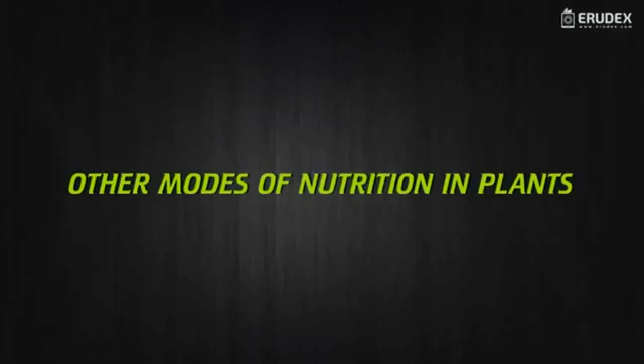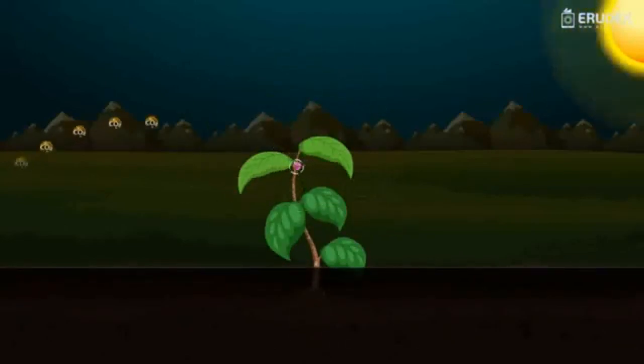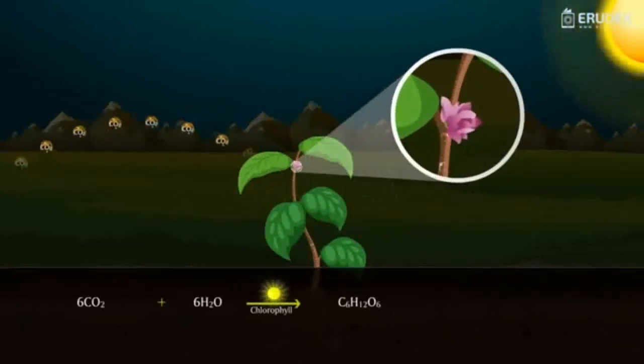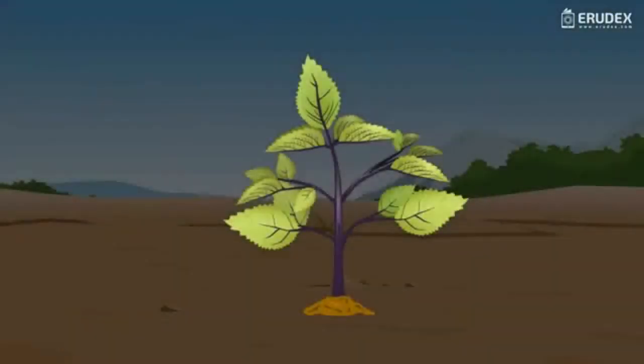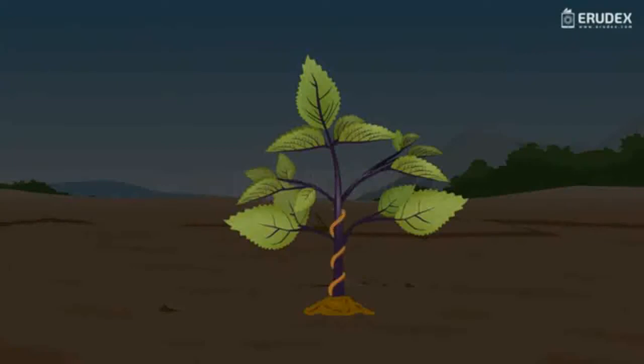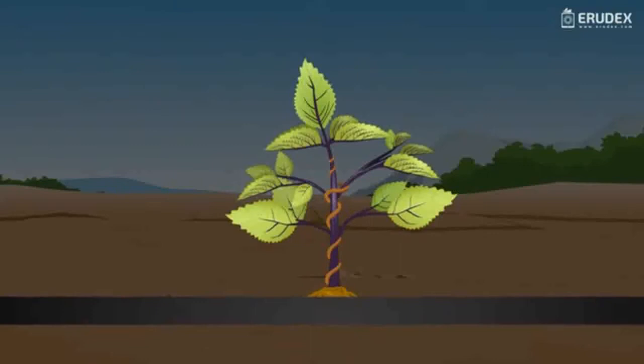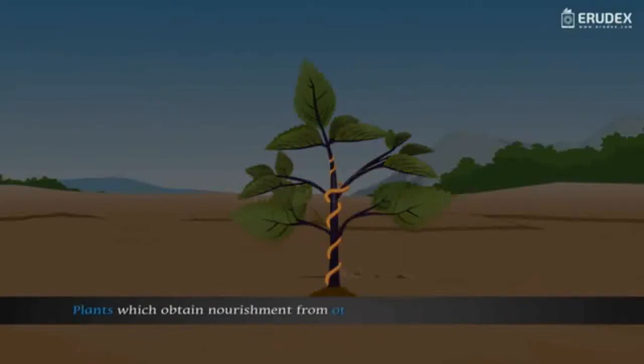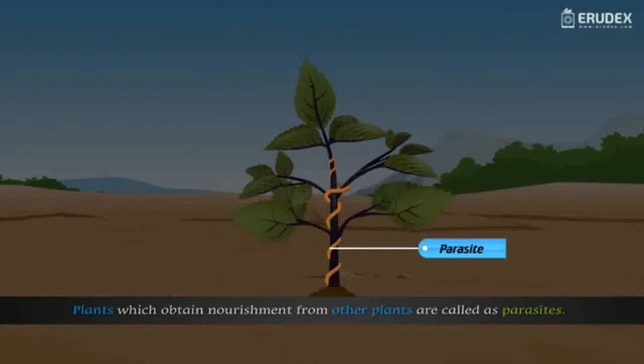Other modes of nutrition in plants. As we know, most of the plants perform photosynthesis and synthesize their food. Some of them exhibit heterotrophic mode of nutrition by depending on plants which synthesize food. Such plants which obtain nourishment from other plants are called parasites. Parasitism is an example for heterotrophic mode of nutrition.